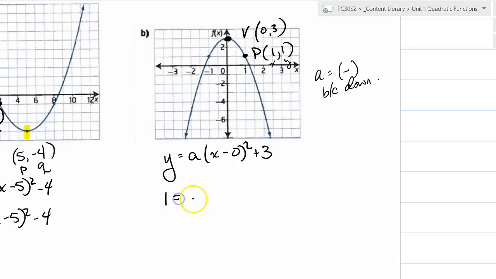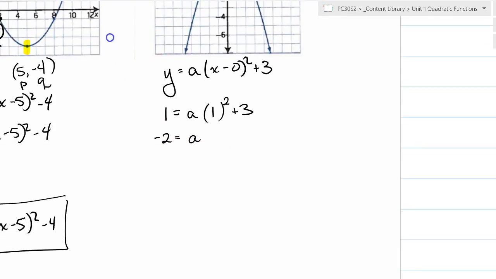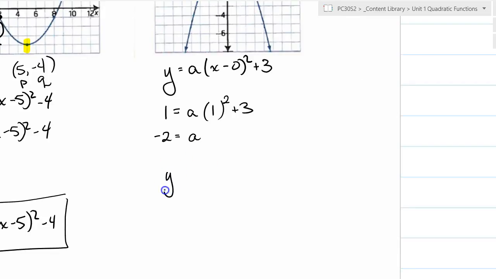So I've got 1 equals a times 1 minus 0, which is just 1, so I'm not even going to bother writing the 0, plus 3. So subtract 3, -2 equals a times 1, or just -2 equals a. So my final answer is going to be y equals -2 x squared plus 3. And again, notice that my original piece, which had that -0, I'm not going to write that because subtracting 0 doesn't do anything.